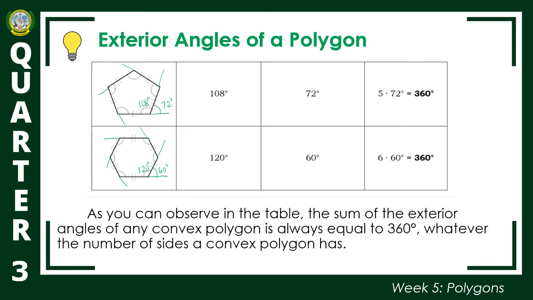As you can observe in the table, the sum of the exterior angles of any convex polygon is always equal to 360 degrees, whatever the number of sides of a convex polygon has. Natatandaan po yon, okay? Lahat po ng ating mga convex polygon, ang sum po ng exterior angles ay 360 degrees. Wala po tayong formulang gagamitin kasi fixed yung value. Constant po siya. Okay?